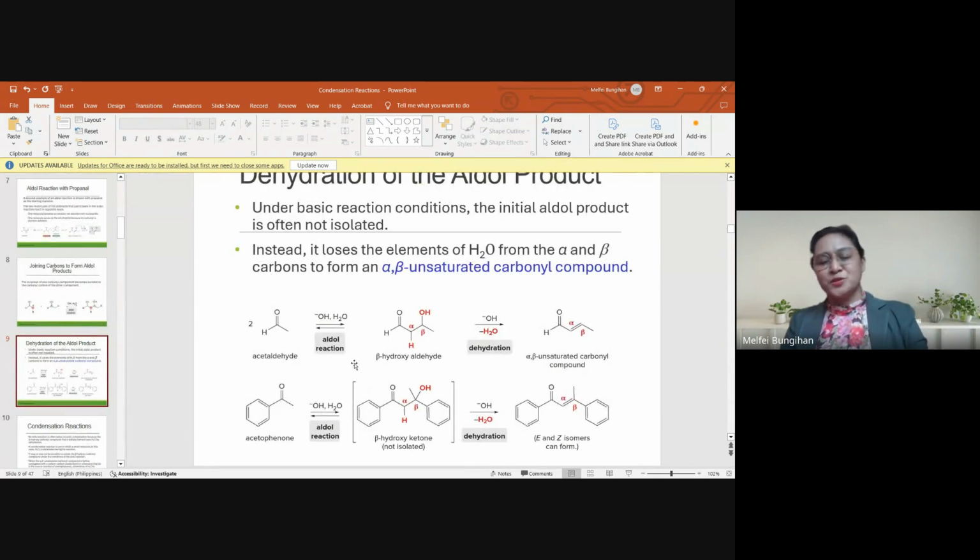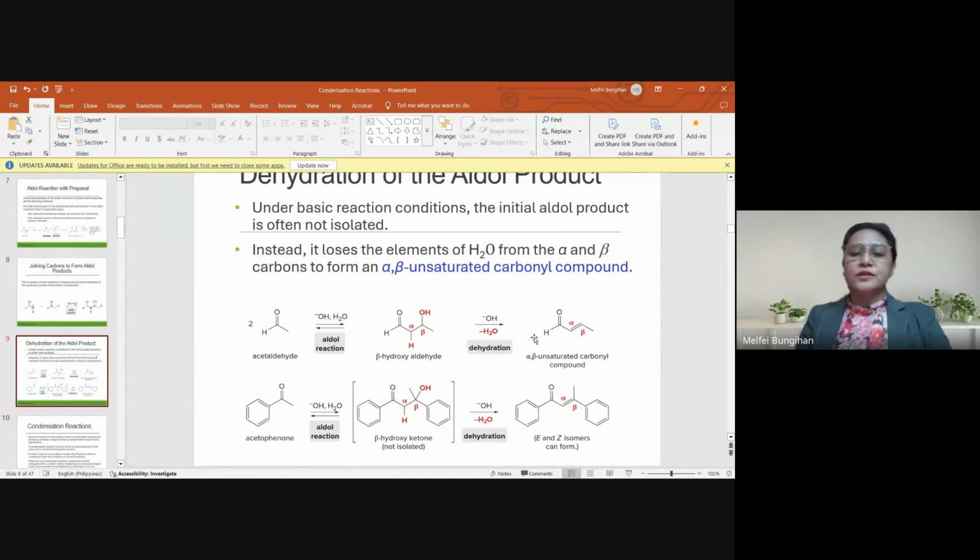Now this is where I had been. Now, if we have already an aldol product, which is a beta hydroxy carbonyl compound, dehydration can be done. That is removal of water. So remove the adjacent hydrogen and hydroxyl between alpha and beta carbons, so you form your alpha beta unsaturated carbonyl compound.